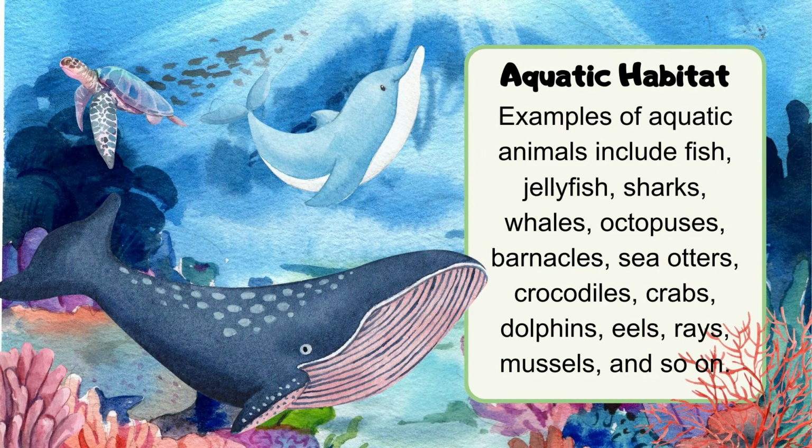Examples of aquatic animals include fish, jellyfish, sharks, whales, octopuses, barnacles, sea otters, crocodiles, crabs, dolphins, eels, rays, mussels, and so on.